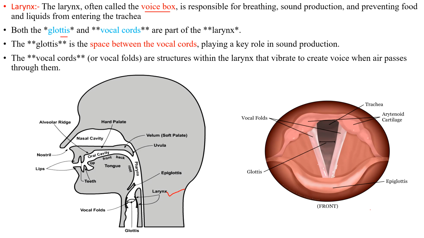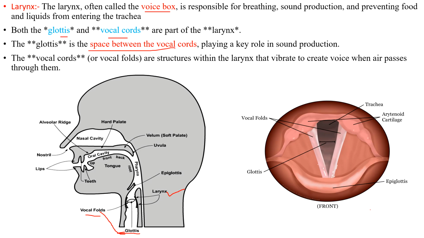And the glottis and vocal folds, or vocal cords. These two are part of the larynx. The larynx is responsible for breathing and sound production. So what is glottis? Glottis is the space between the vocal cords.